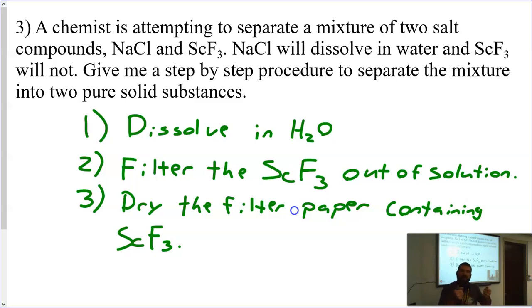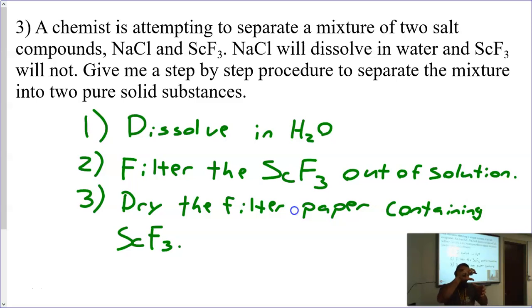We'd take the filter paper that we just poured that solution in. It's got the powder stuff, and it's all wet, obviously, from the water that it was suspended in. We put it in an oven, we dry it out, and now we have a dry sample of scandium fluoride. That's half the battle. I wanted two pure substances. I want the sodium chloride as well. Well, where's the sodium chloride? The sodium chloride is still dissolved in the water.